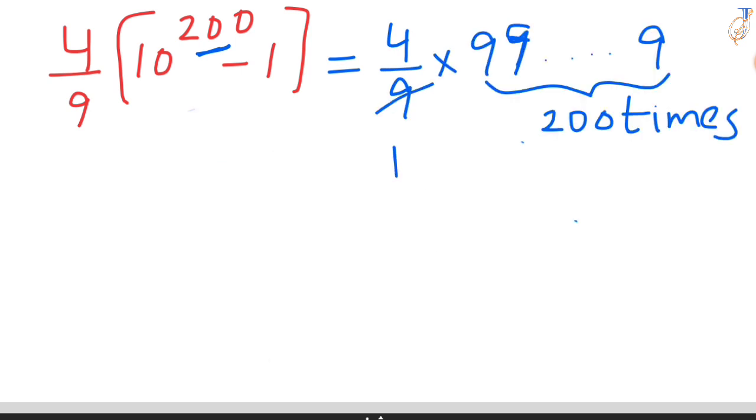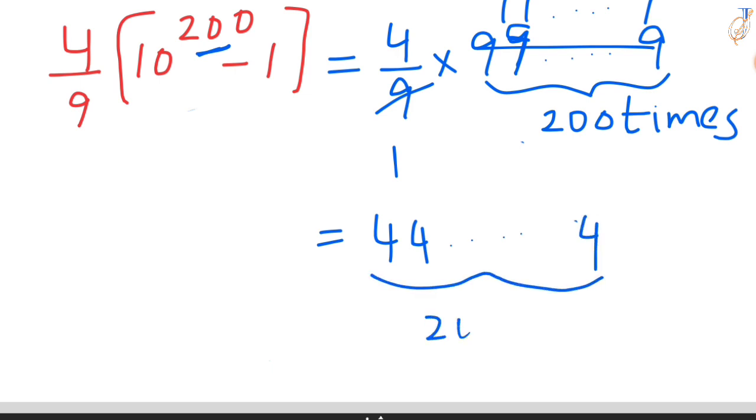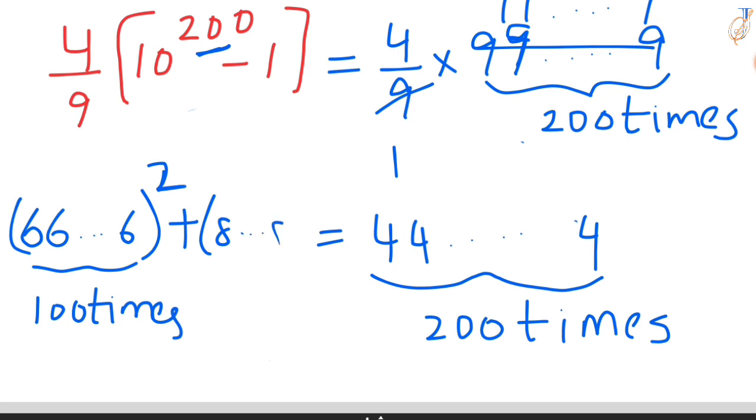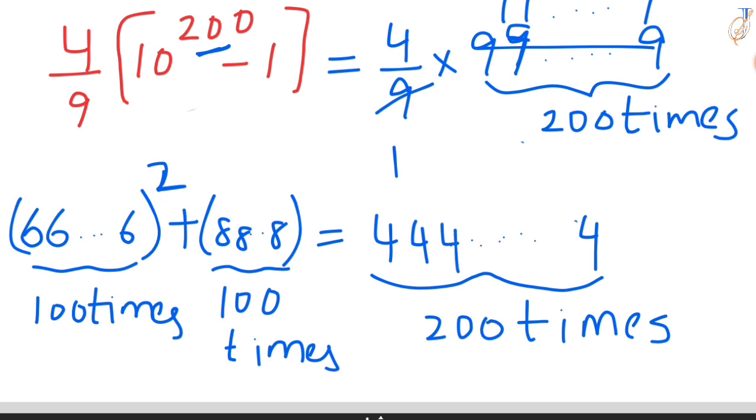After cancelling this one, you will get 1, 1 and so on 1, 200 times. Then after multiplying with 4, you will get 4, 4 and so on 4. This is 200 times. Question: 666 and so on 600 times whole square plus 888 and so on 800 times. The final result is 4, 4, 4 and so on 200 times. This is the final result.